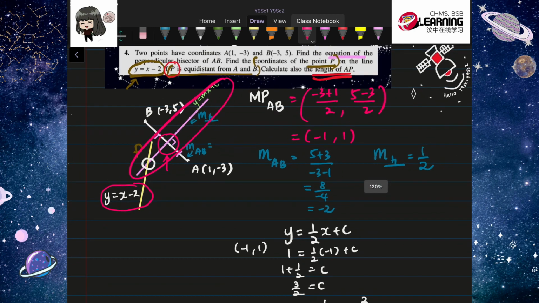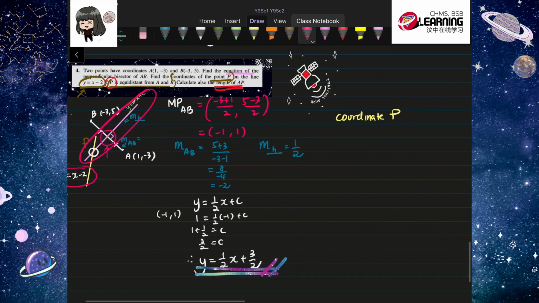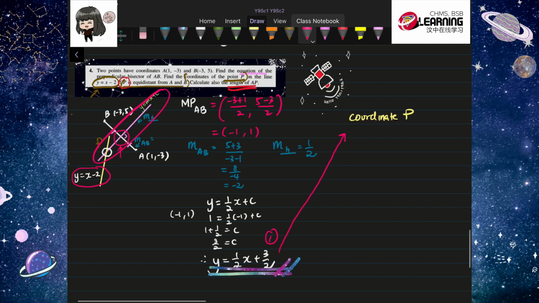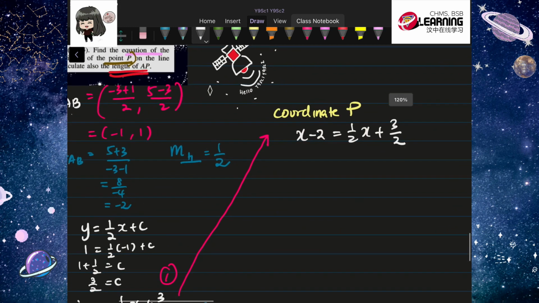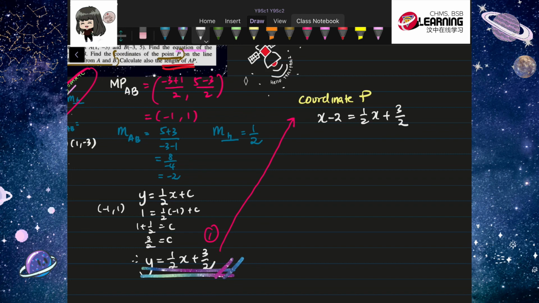This line is the perpendicular bisector, which we already found earlier. This is your equation 1, and your equation 2 is y equals x minus 2. So we equate them. You must use the correct equation; if you use the wrong equation, you'll find a different point. Right, so I'm going to times 2 for everything. So 2x minus x equals 3 plus 4, so x equals 7.